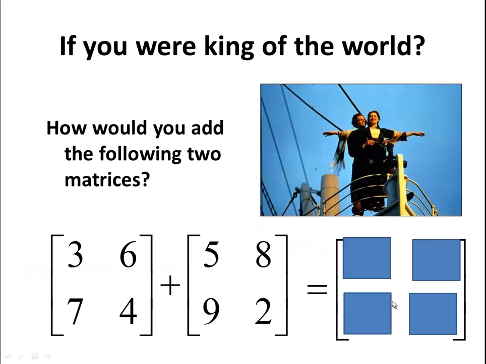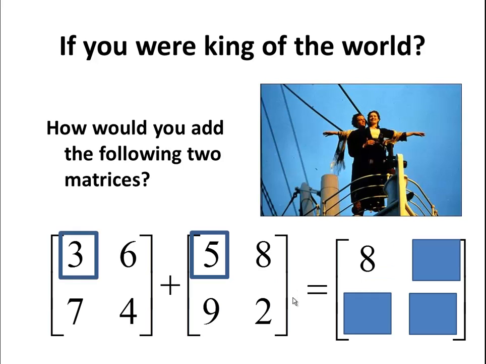Okay, so now if you're the king of the world, how would you add the following 2 matrices? It has nothing to do with a chart, just matrices in themselves. How would you put them together? Hopefully you're thinking to yourself, just like the chart, if I want to put these two matrices together, I'd add numbers in the same spots. And that's what we do.